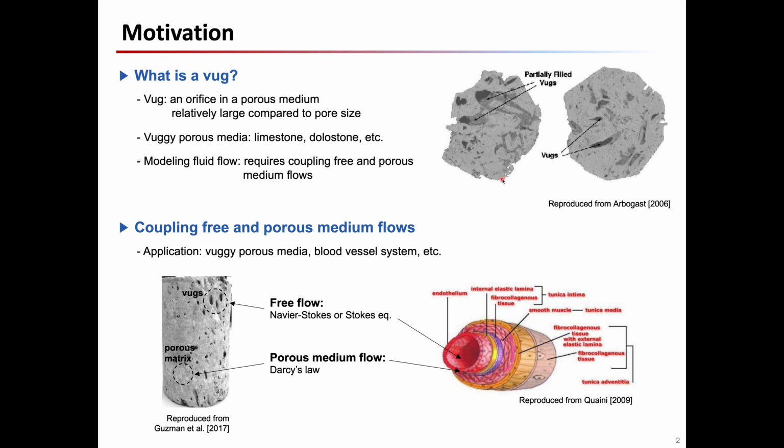A vug is an orifice in a porous medium that is relatively large compared to the pore size of the matrix and is often observed in carbonate rocks such as limestone or dolostone. Modeling fluid flow inside this medium requires coupling of free and porous medium flows, which has been used not only to model geological materials, but also in the biomechanics field to model the blood vessel system or respiratory system.